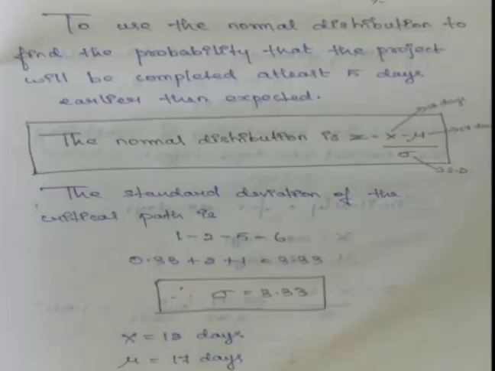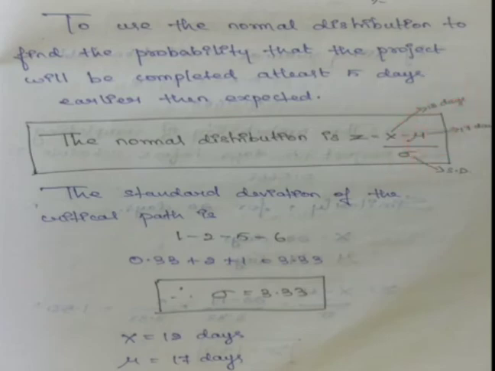Next we have the second subdivision. For this we have to use the normal distribution, with the formula Z is equal to x minus mu divided by sigma. The mu value is our expected duration, that is the critical path; the total duration is mu. For x, we are going to find the probability that the project is completed 5 days before schedule. So 17 minus 5 is 12. So here x value is 12, mu value is 17.